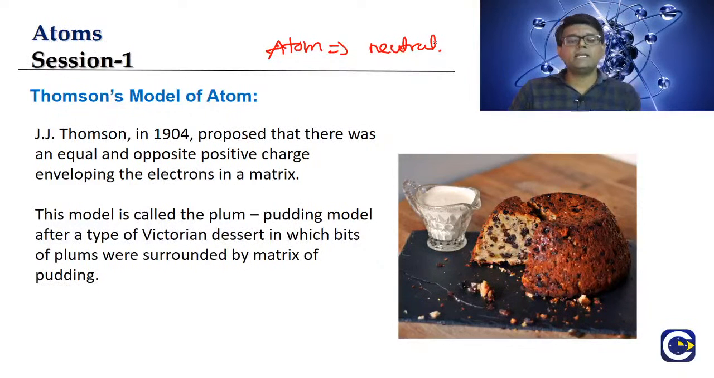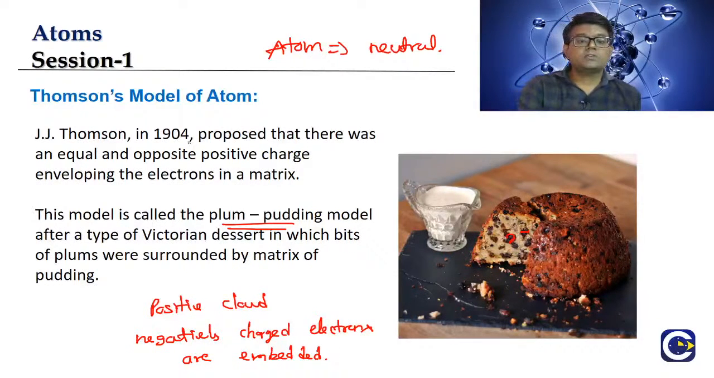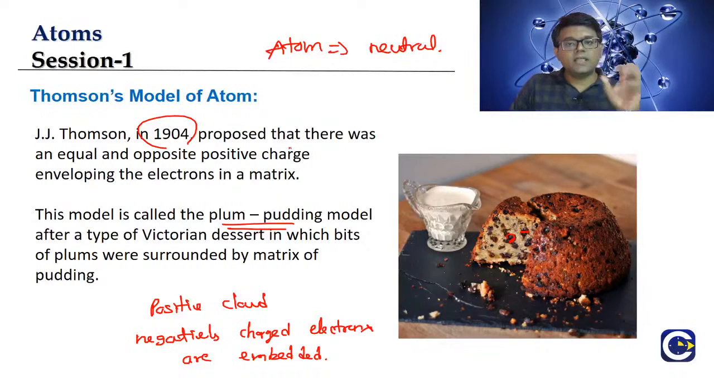And based on this simple idea, he came up with a model which is popularly called the plum pudding model of the atom. I've just shown what the plum pudding is. So what is this plum pudding model of the atom? It is based on the idea that there is a positive cloud inside which the negatively charged electrons are embedded. He proposed this in 1904, and this is one of the very short-lived atomic models.